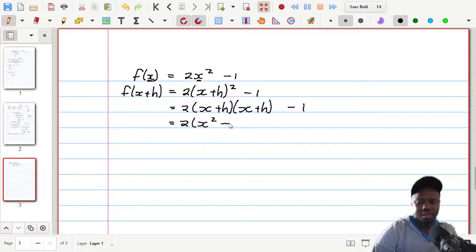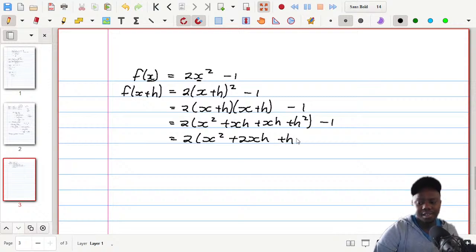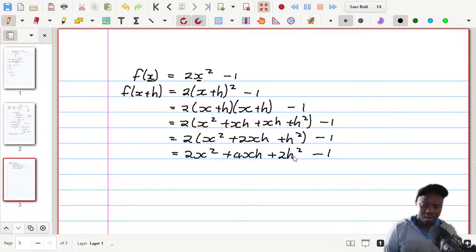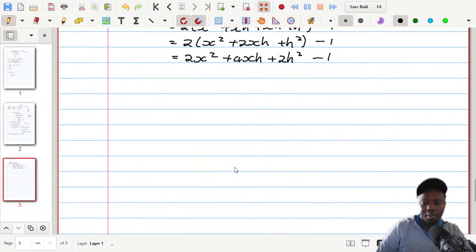This is x squared plus xh plus xh plus h squared minus 1, which is going to give me 2 into x squared plus 2xh plus h squared minus 1. If we multiply this out, we're going to get 2x squared plus 4xh plus 2h squared minus 1. We don't have any like terms, so let's leave it here. Let's write down our formula.